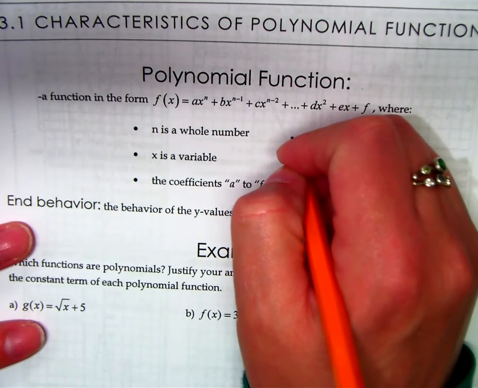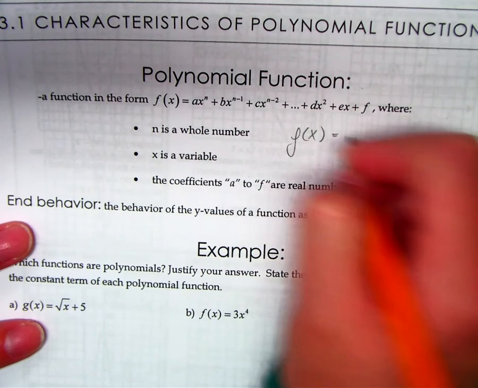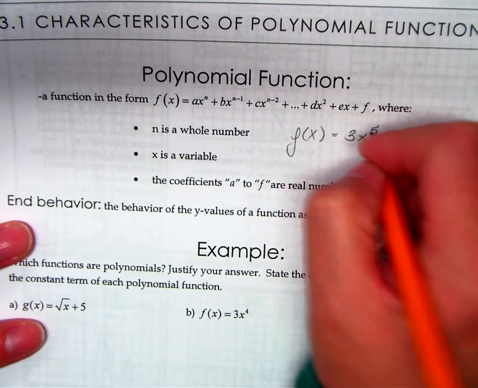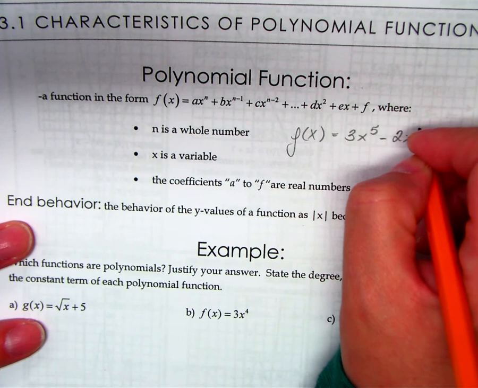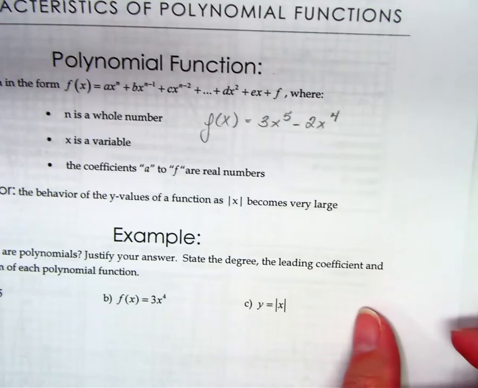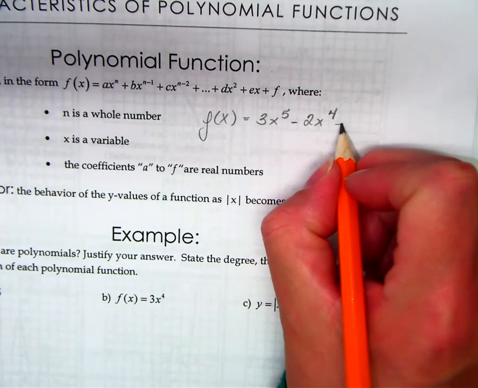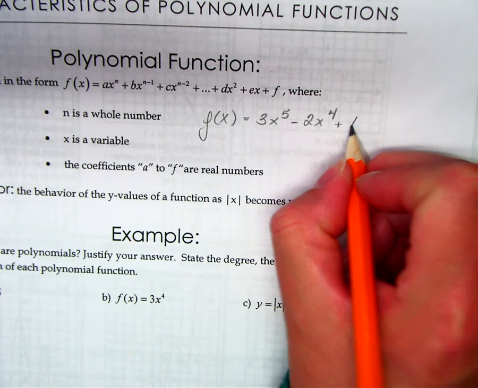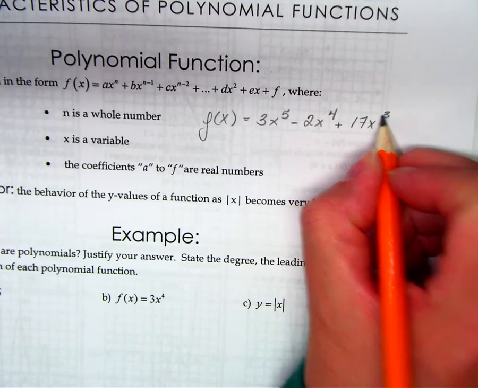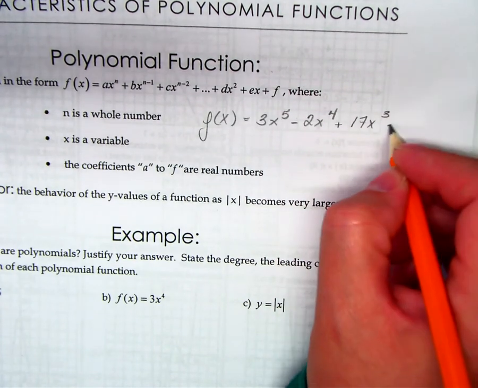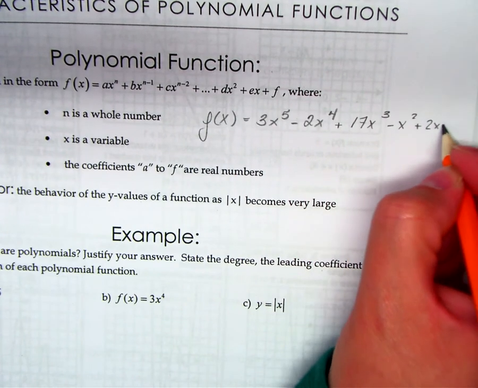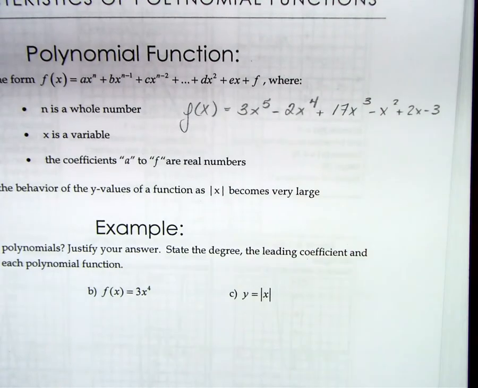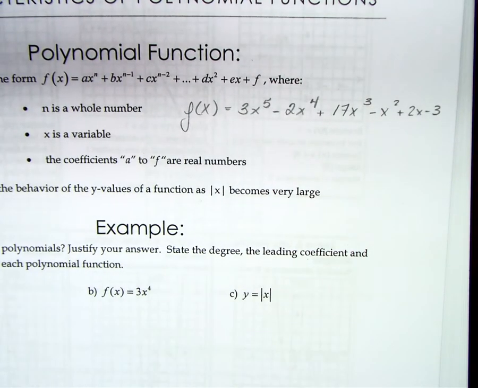So an example of this might be 3x to the exponent 5 minus 2x to the exponent 4, I don't know why I'm writing in pencil today, plus 17x cubed minus x squared plus 2x minus 3. So that would be the correct order. So the highest degree goes first and then one after.